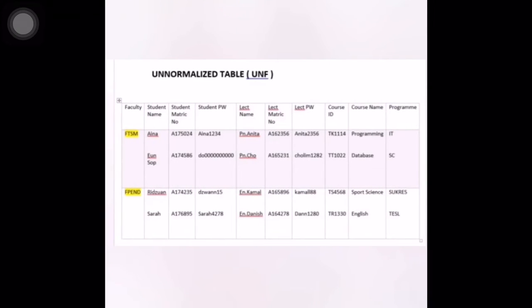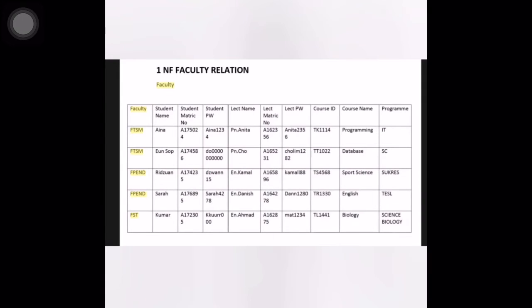A non-normalized table is known as UNF. UNF is a table that contains one or more repeating groups. Based on the table, the faculty FTSM and FPEN are repeating groups because there are two students in the same faculty respectively, so we must combine them in one row and column. 1NF is a relation in which the intersection of each row and column contains one and only one value. So for the 1NF, we use the faculty relation. FTSM and FPEN are repeating groups, so we must separate them into each row and column.